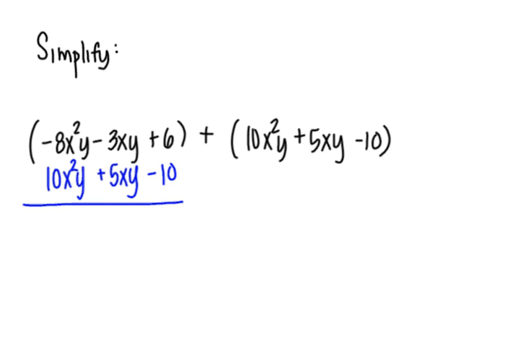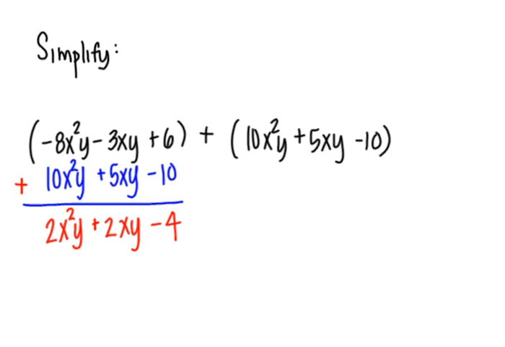When I add those up, 10 minus 8 would give me 2 of those. Just keep the variable term, which would be x squared y. 5 minus 3 would be 2 of those. Just keep the variable term, which would be xy. And a negative 10 plus 6, they have different signs, so I subtract and take the sign of the larger, and that would be a negative 4. 2x squared y plus 2xy minus 4 would be your answer.